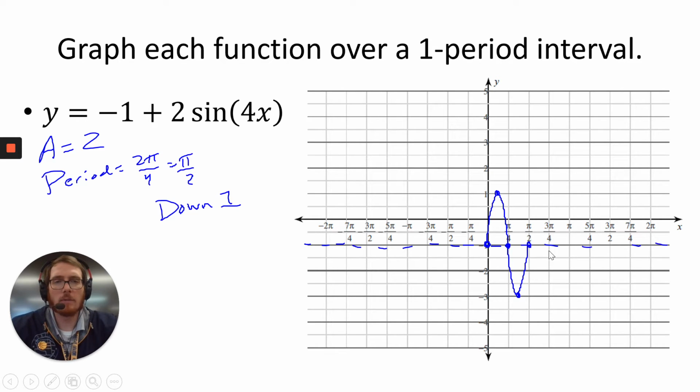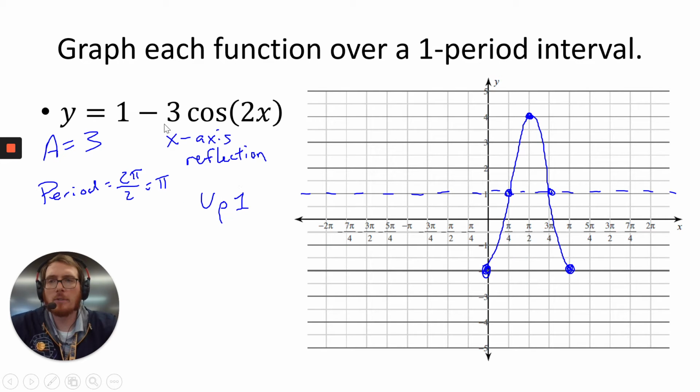Notice here I moved my equilibrium down 1. And then my graph has to go up, come down, and back, in a distance of pi over 2. So instead of being at 2 pi, it's pi over 2, so it's shrunk down a lot. When you're dealing with those situations, you want to make sure that you're looking at it from that perspective in order to graph the function of this trig equation.